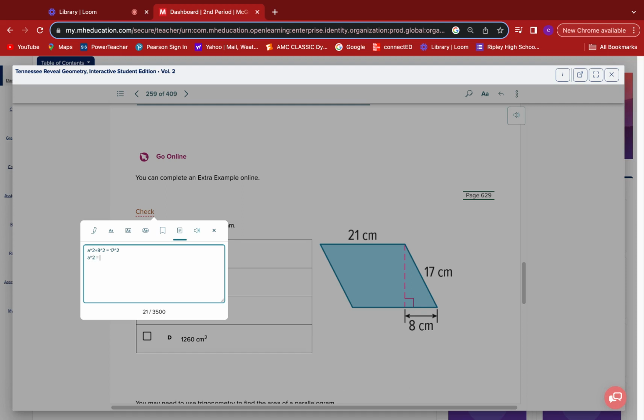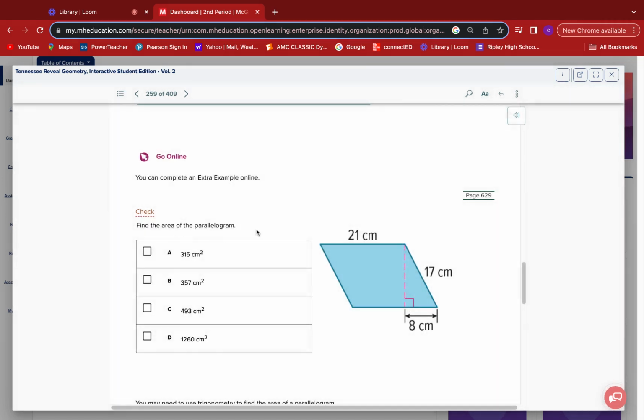And what you should be looking at is 225. Now don't forget that is what a squared is equal to, and the opposite of squaring is the square root. So we want to find the square root of 225. So everybody put in square root of 225, and you should be looking at 15. So what you just found is the height of this parallelogram, the perpendicular distance from base to base, and that is going to be 15.